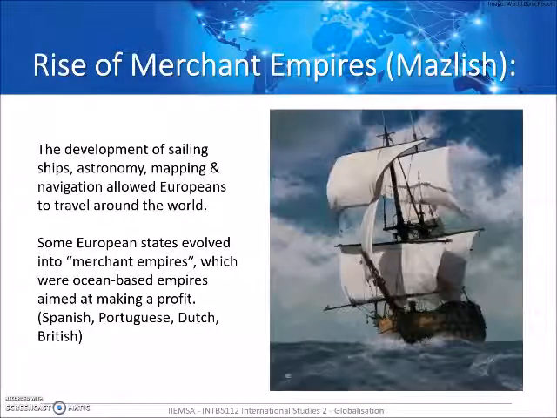And now this is important because previous to this, you didn't have that model all over the world, right? It was because countries started sending out explorers, and this came jointly with the development of sailing ships, of astronomy, of mapping, of navigation. All of this allowed those European powers to travel around the world. And some of those European powers really became merchant empires, particularly the British, the Dutch, the Spanish, the Portuguese. So they were pretty much ocean-based empires that made profit based on that, right?